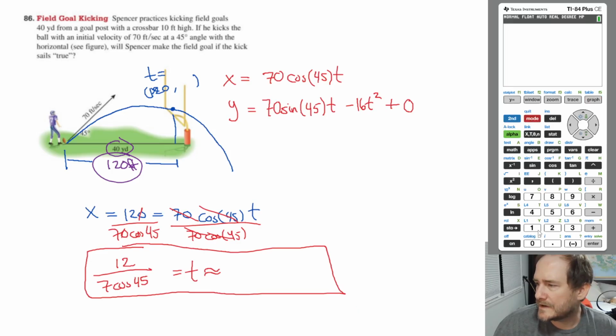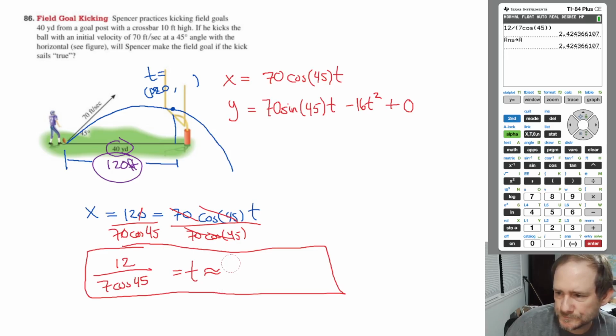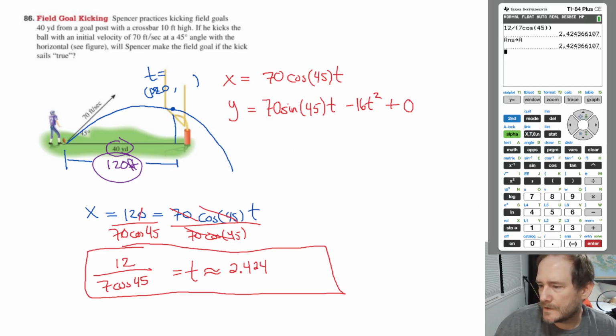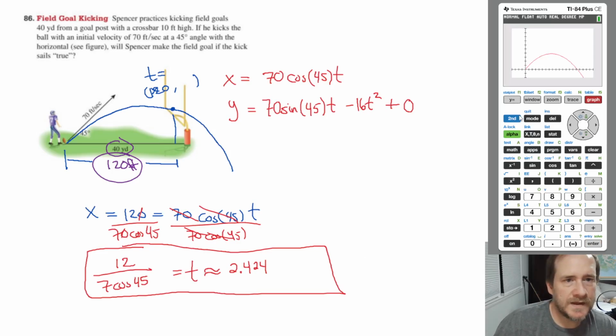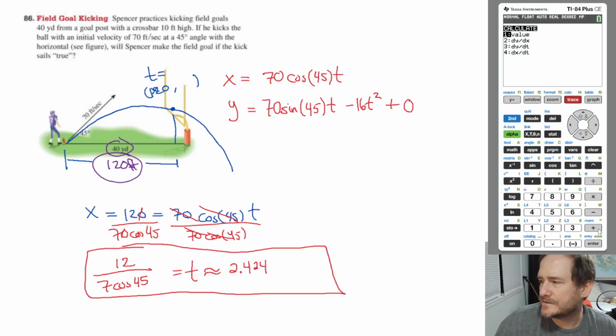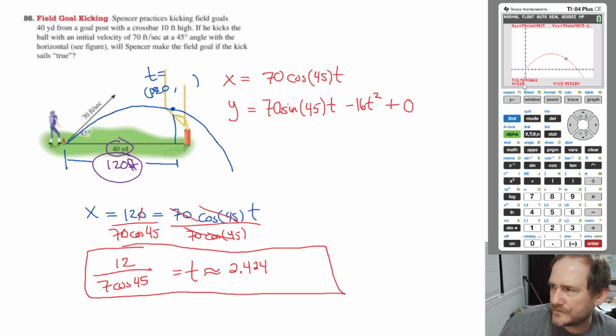So I'll just quit to my home screen and I'll do 12 divided by parentheses 7 cosine 45. And it's 2 point blah blah blah. So I'm going to store that before I forget. 2.424. Okay. So that means now I just go back to my calculator and we're going to go second calc value and just plug in the value of A that we stored. Press enter. And so we can see that we've gone 120 feet after 2.424 seconds. And at that time we're at a height of 25, which is plenty high enough to go over a 10-foot goalpost.